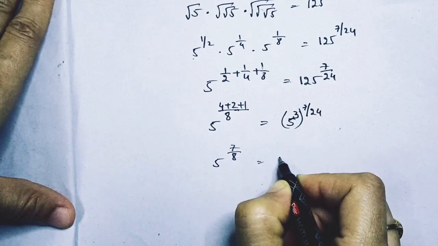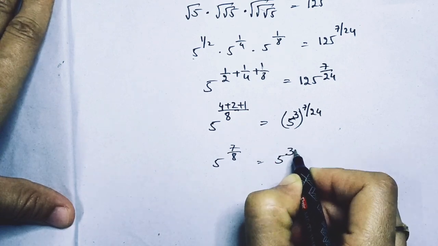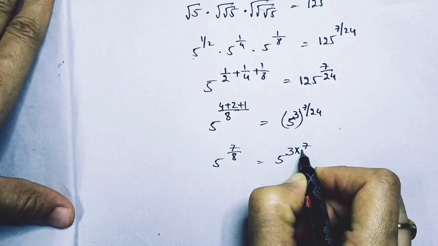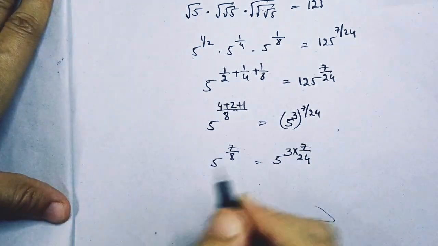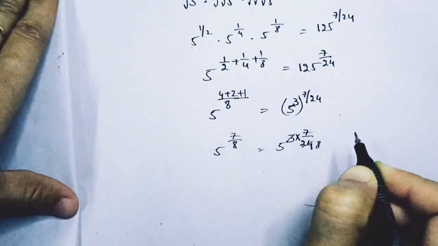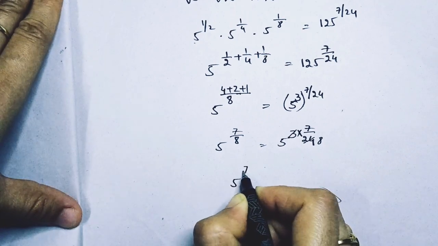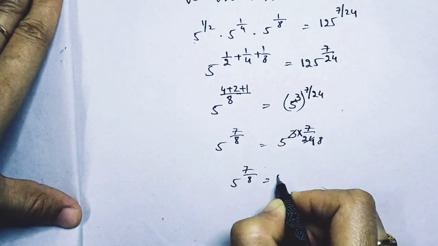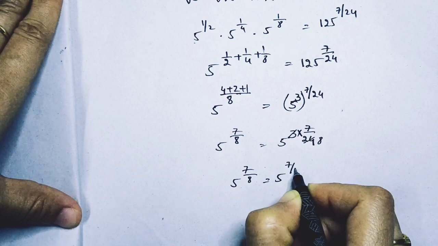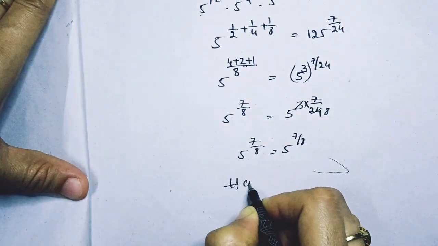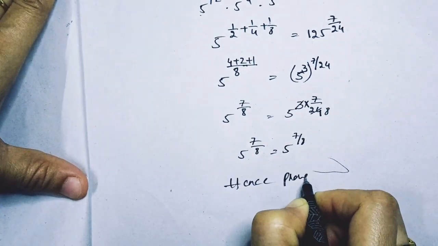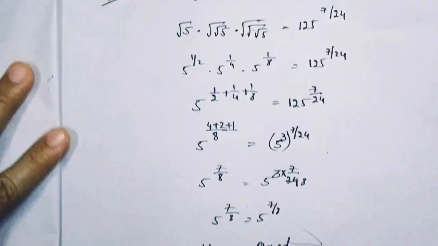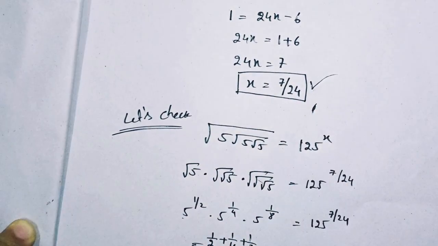5 cube means 5 to the power 3 multiplied by 7 by 24. Here 3 ones are 3, 3 eights are 24, therefore 5 power 7 by 8 equal to 5 to the power 7 by 8. Hence proved, this is the exact value of x.